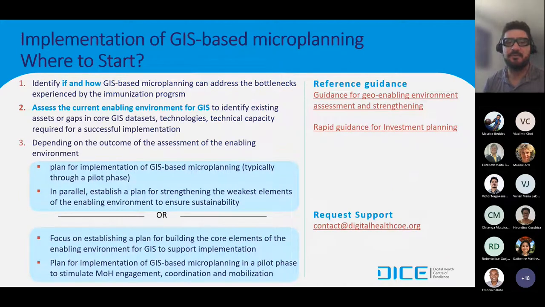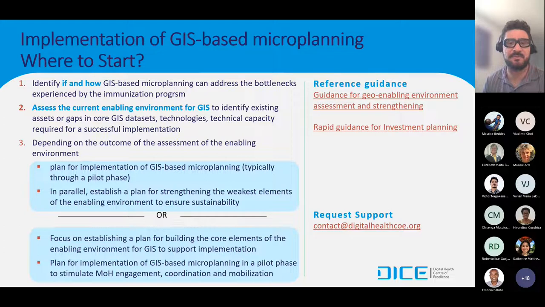So to conclude this overview, I would like to provide a quick roadmap of where countries could start when thinking about implementing GIS-based microplans. First, to identify if and how GIS is the solution to address bottlenecks experienced in the immunization programs, and where other solutions might be more important or priorities. Second step will be to assess the current enabling environment for GIS to identify existing gaps in core GIS data sets, technologies, or technical capacities, as discussed before, that might hinder the implementation.